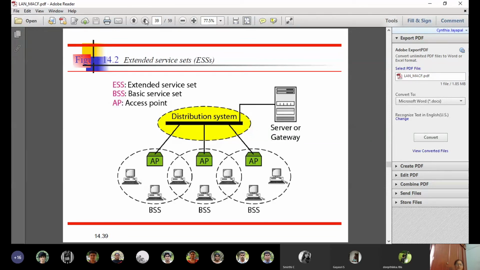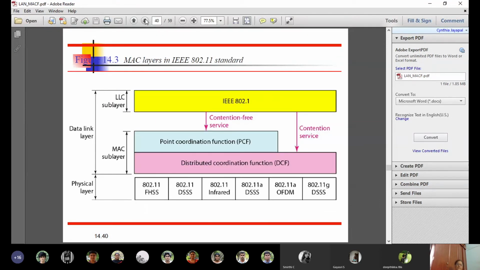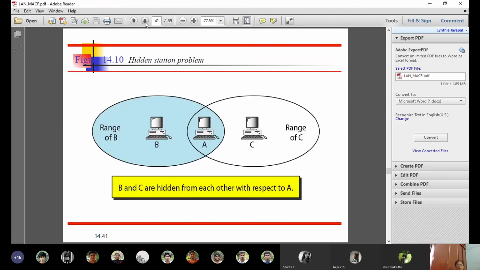We can always connect a number of wireless LANs together with the help of a distribution system. Suppose each of our laboratories has an access point, and we can connect all these access points together to form a distribution system, which is a larger network. So here, this is the MAC protocol that we are using.